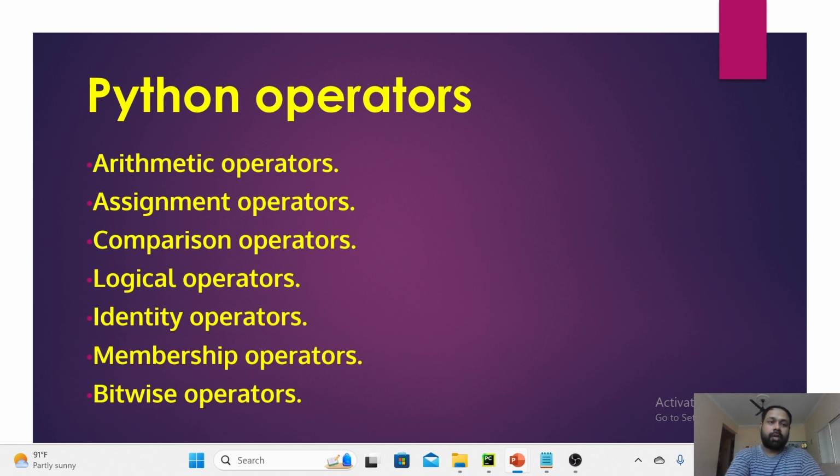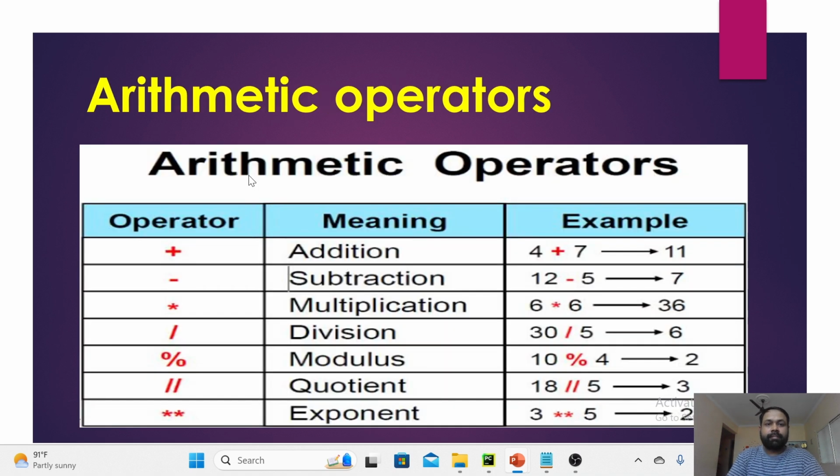So let us start now. Guys, in total there are 7 operators: arithmetic operators, assignment operators, comparison operators, logical operators, identity operators, membership operators, and bitwise operators. Let us start with arithmetic operators. So these are the arithmetic operators we have.